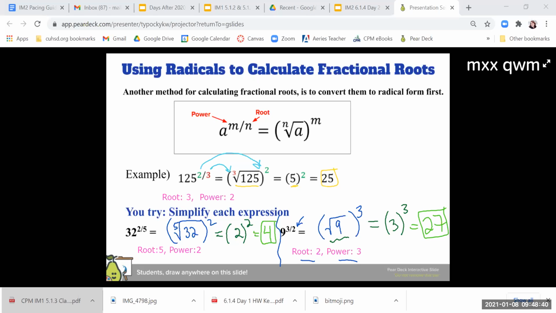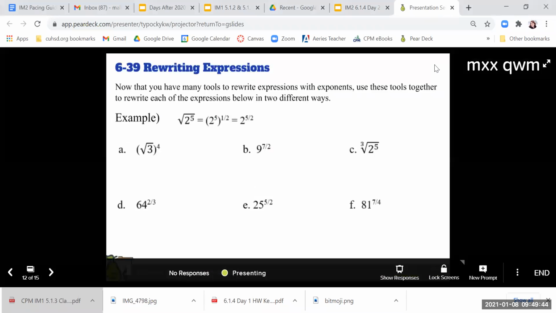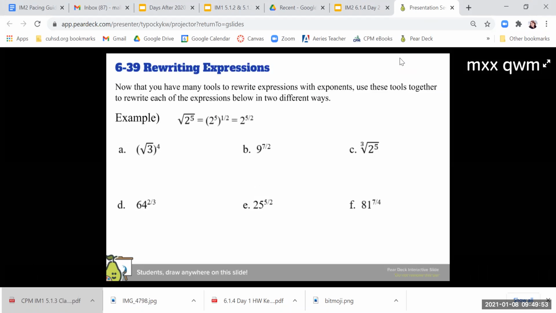So go ahead and get that written down, and then I'm going to switch slides. Here we go. Okay, so now we're going to do exercises on this slide. We're not actually going to try to get a final number necessarily on this slide. What we're trying to do is practice changing the format of each expression.